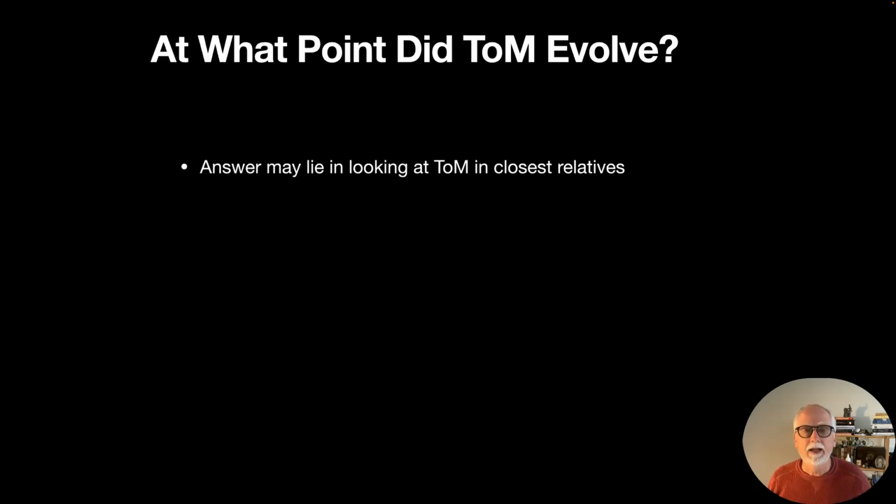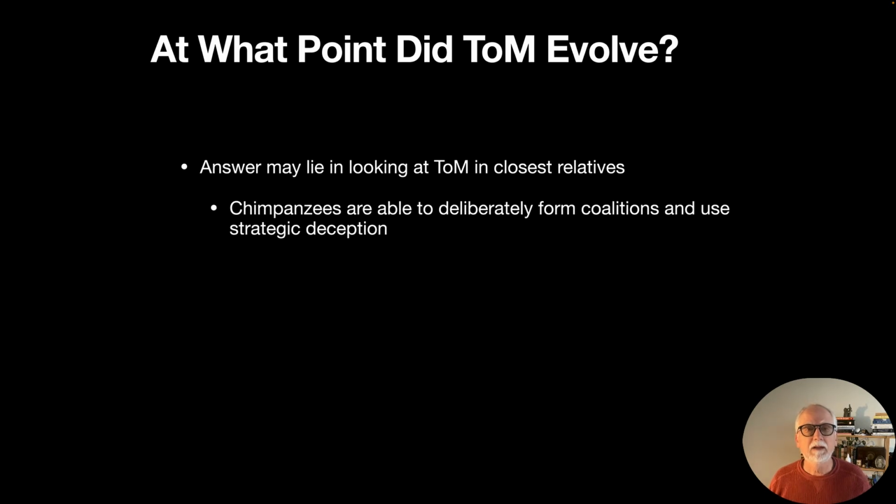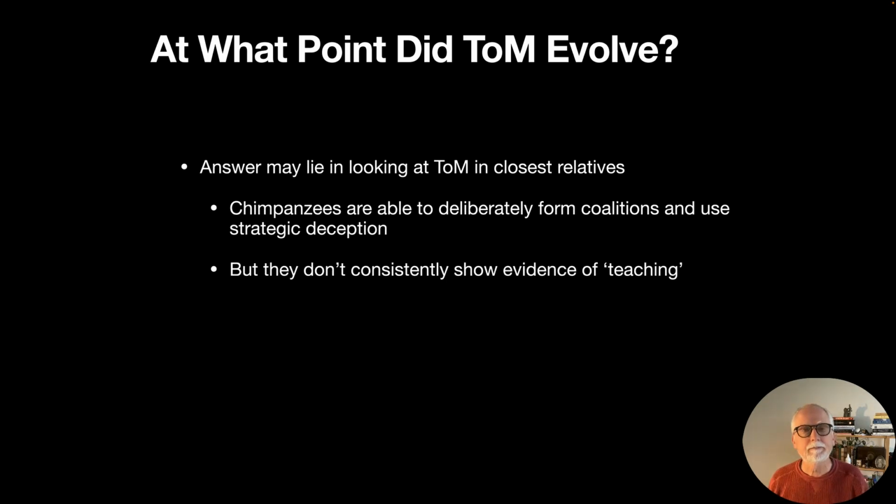Well, the answer may lie in looking at theory of mind in our closest relatives. Chimpanzees are able to deliberately form coalitions and use strategic deception, but they don't consistently show evidence of teaching. They don't seem to recognize that another chimpanzee doesn't know what they know. That is, they don't have a good sense of, you don't see this perspective, or you don't know how to do this solution, and then reach over and help the other chimpanzee to learn this. And because of that, they don't really have meta-representation.